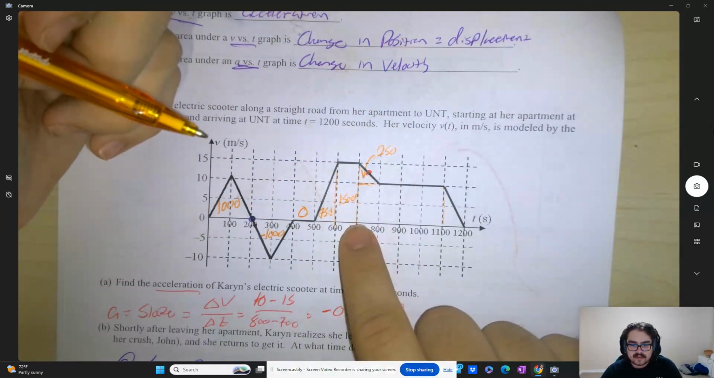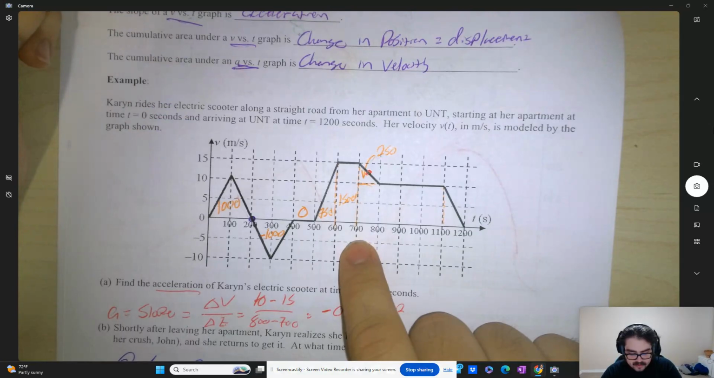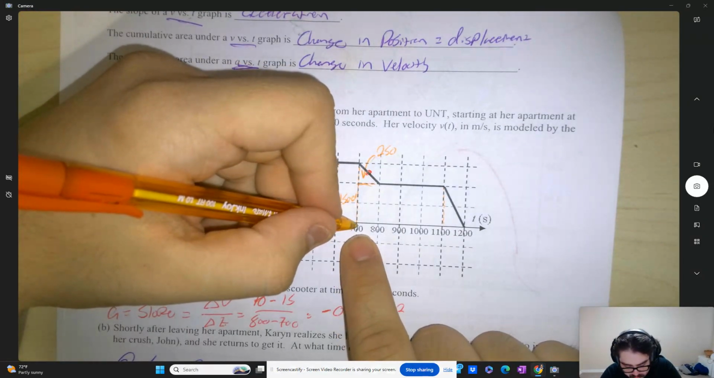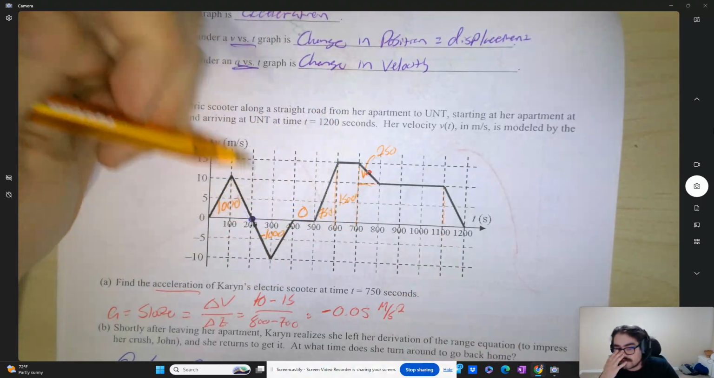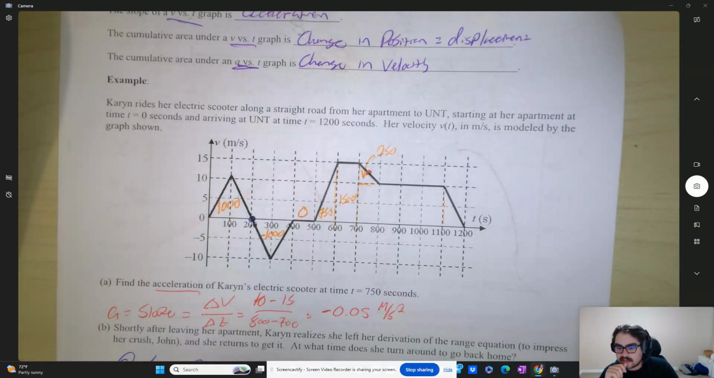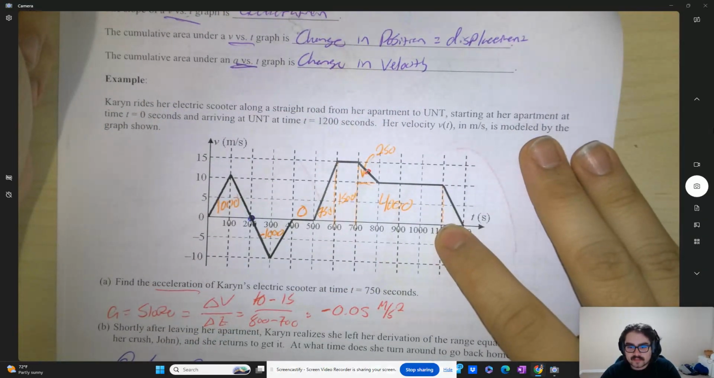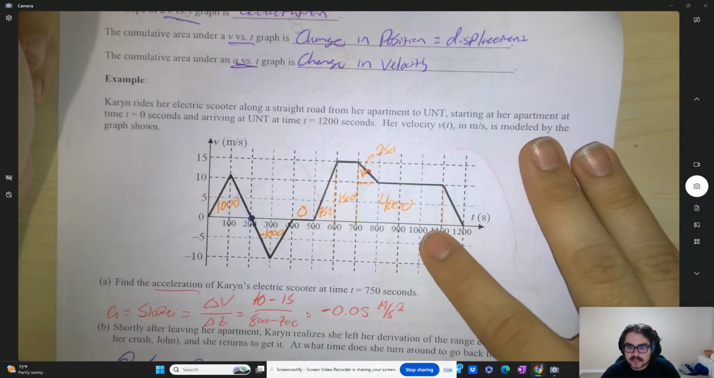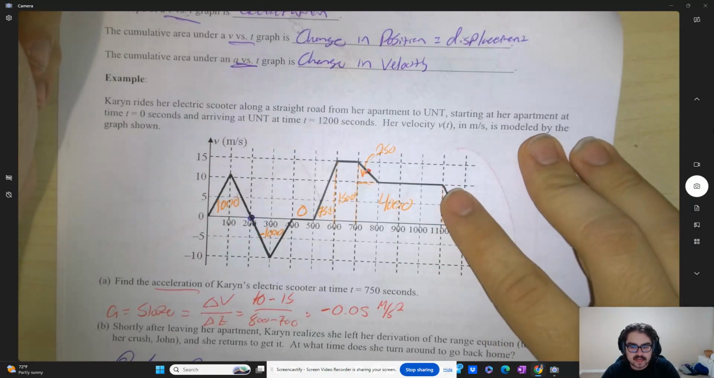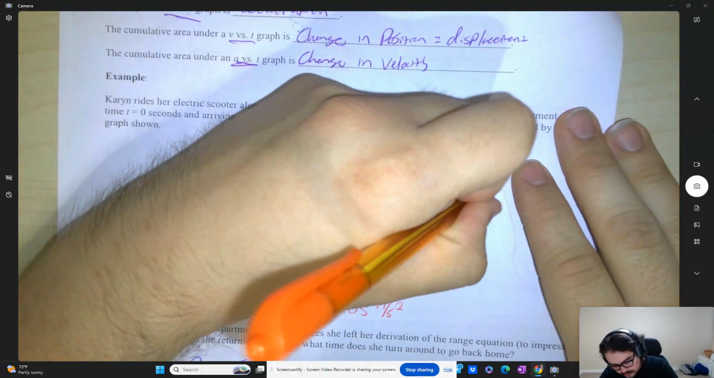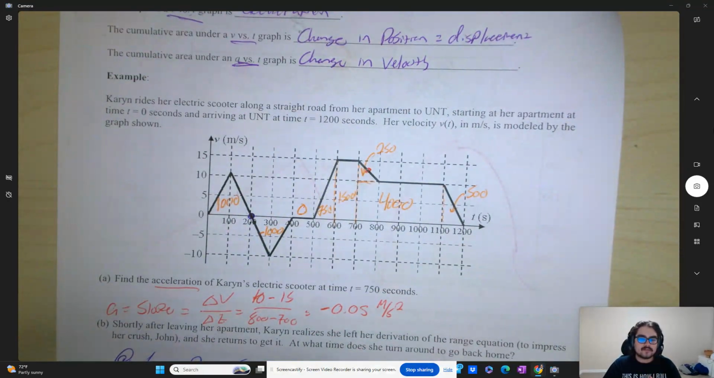And then this rectangle right here has a width of, let's see, it should be 700 to 1100. That's 400. That's a width of 400 and a height of 10, so it should be 4,000. And then this triangle right here, 1/2 BH, B is 100, H is 10. I should end up getting 500. So now what I've got to do is just add all of them up with sign considered.